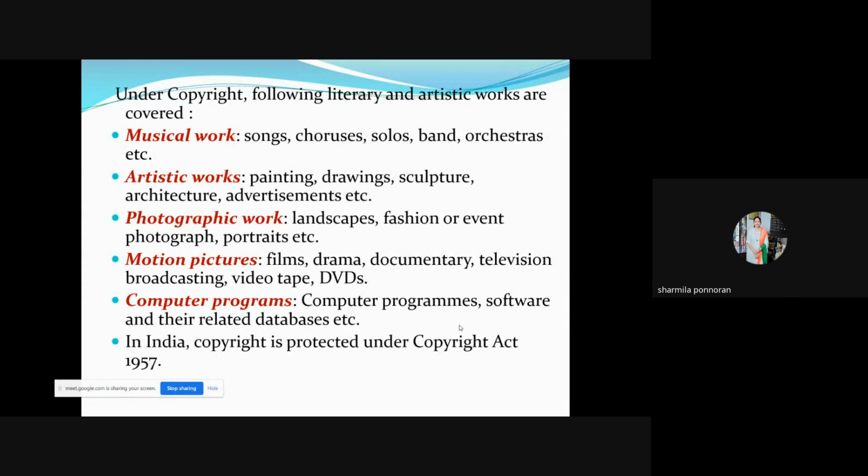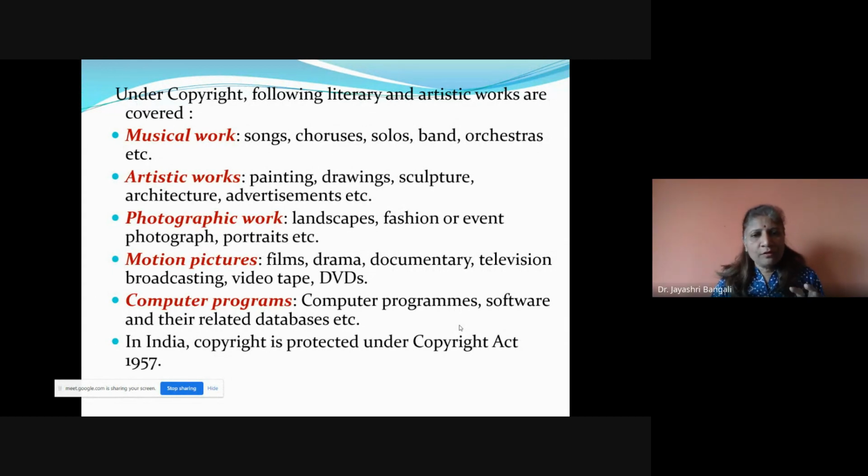So if you want to use a particular song from a film at your function or party, you have to take the permission of that company to use that song. Many times in advertisements you have seen a particular song used. That advertising company has to take permission from the producer of the film. All this comes under copyright.